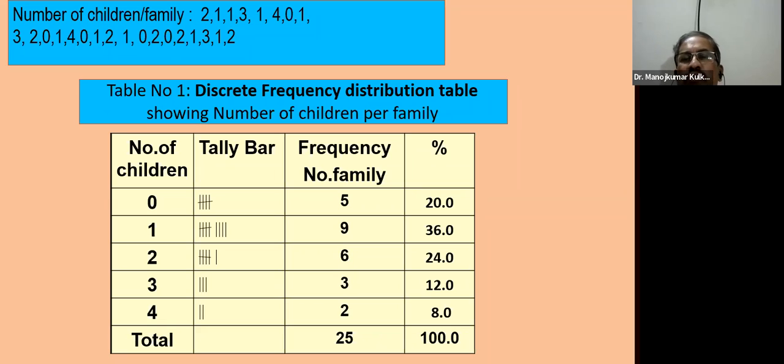And then we find the percentage or relative frequency, which means each of the frequencies is divided by the grand total and multiplied by 100, and we get the percentage. So this is the basis on which it is done.